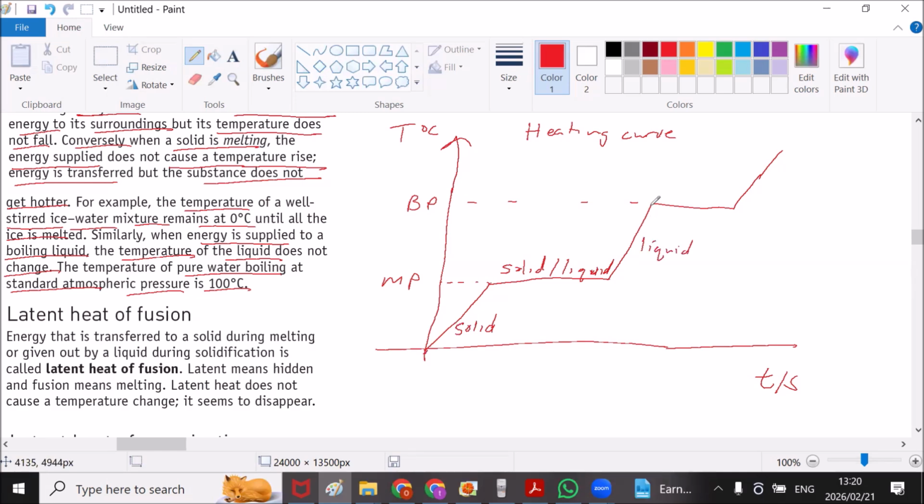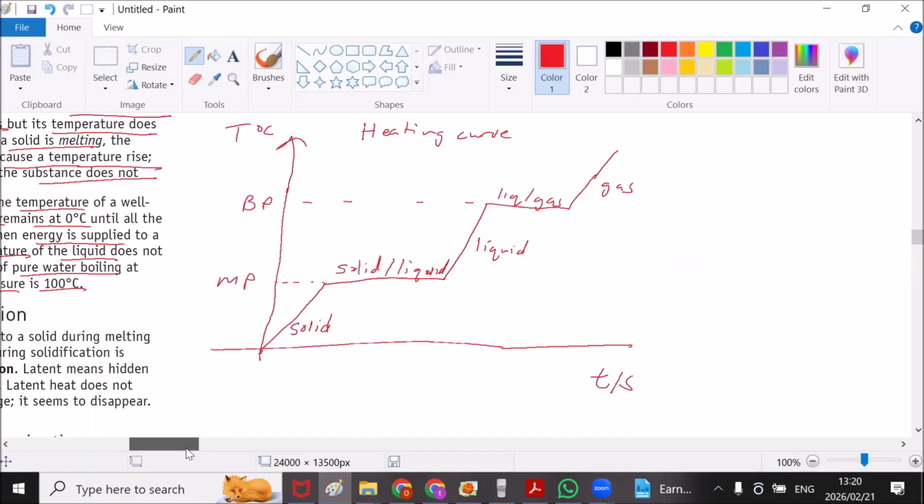Now, when the temperature has risen high enough to the boiling point, the liquid starts turning into gas. So from this point to that point, we have a mixture of liquid and gas. When all the liquid has turned into gas, then we can now have a temperature rise. So now in this region, we have gas. This is a heating curve.